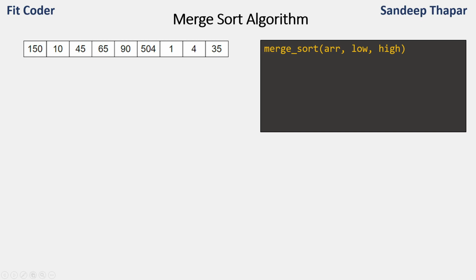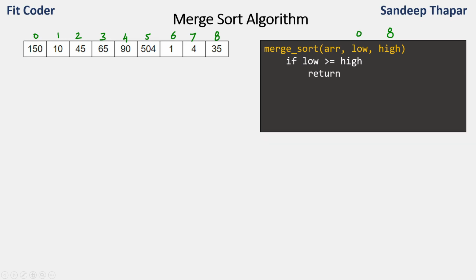We have this function merge sort which takes the input array and two parameters, low and high. Low will be the first index of the array and high will be the last index of the array. Initially low is equal to 0 and high is equal to 8 for this input array. Then the first condition that we check is if low is greater than or equal to high. This will be our terminating condition.